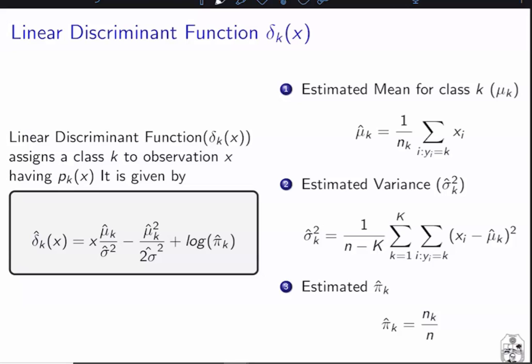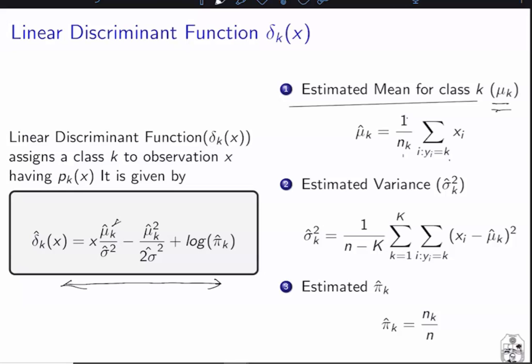Now in this, I have copied the linear discriminant function from the previous slide. I am explaining the individual terms. Here the mu k is nothing but our estimated mean for class k, and how it is calculated: it is the sum of all observations that belong to a particular class k divided by the number of observations that belong to that class. So this is the way in which you can calculate the estimated mean of class k, or the mu k.